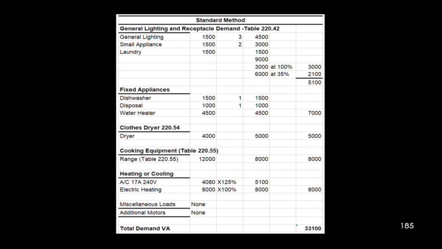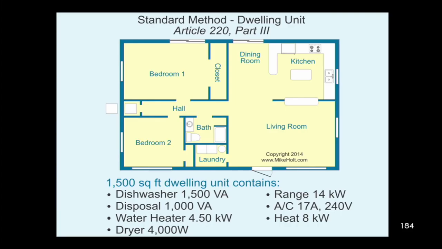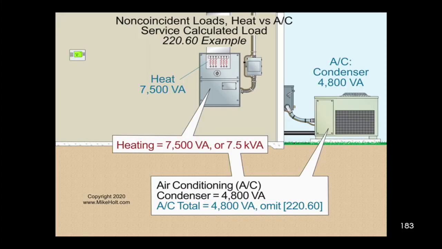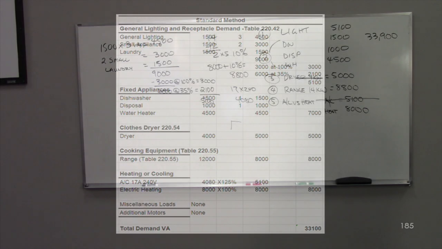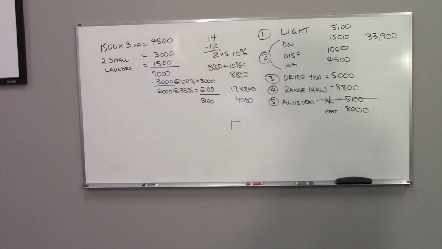So let's see, we've got our general lighting is 1,500 times 3, plus our small appliance, plus our laundry load. That's a total of 9,000. Our first 3,000 is going to be at 100%. The balance at 35%. That's 5,100. Let's see. Did we get that right? Yep, we got that right. The light's at 5,100. All right, let's see where we messed up on this. I say we, it's me.